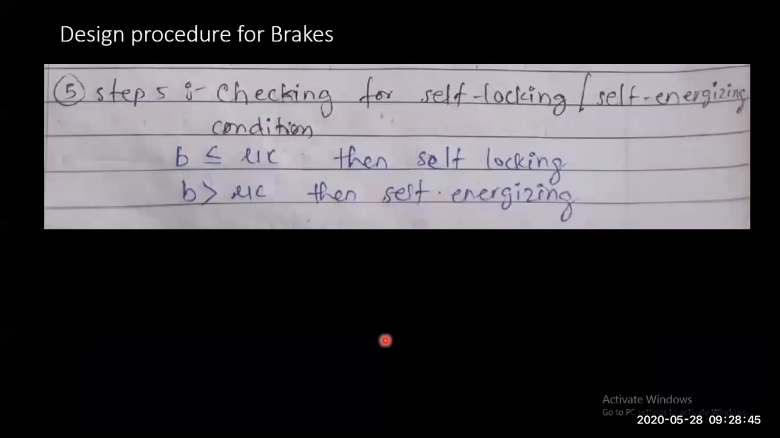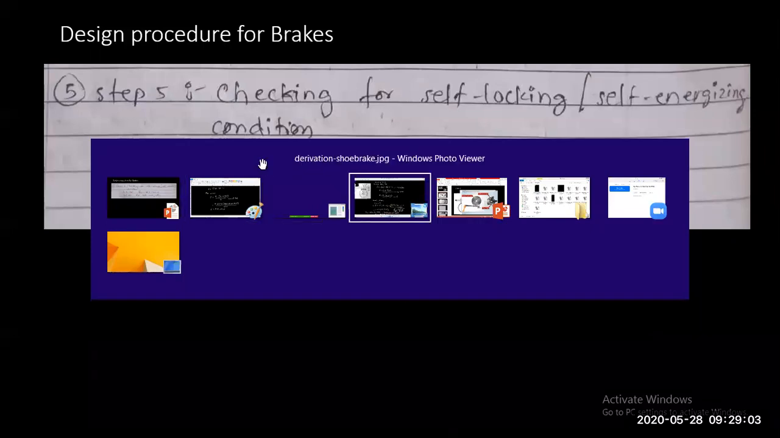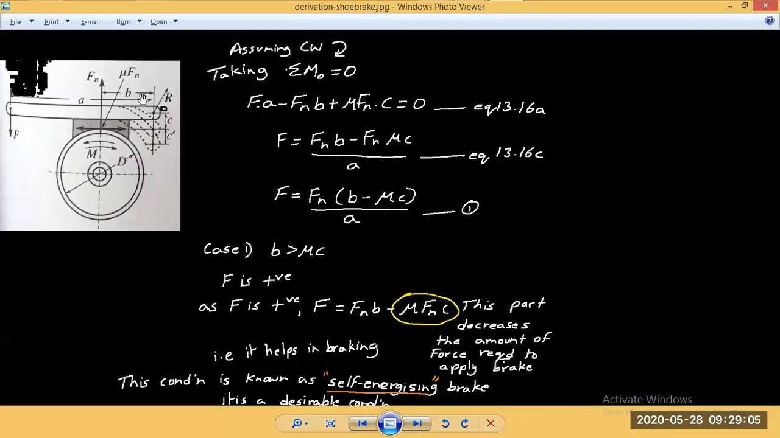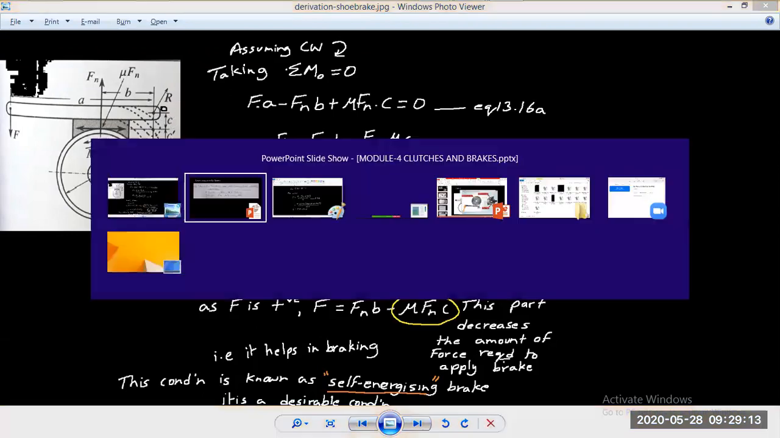So one step before the last step is checking for self-locking. Self-locking, we know the condition: the value of mu times c should be greater than or equal to b. Right. So this we saw in the derivation. So this is b and this is c. So b should be lesser than mu times this dimension c.